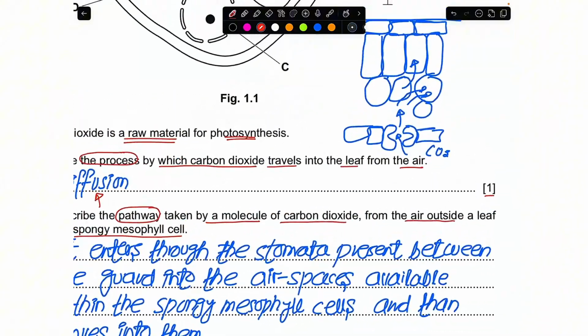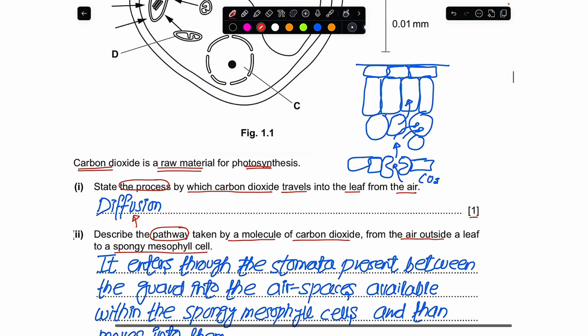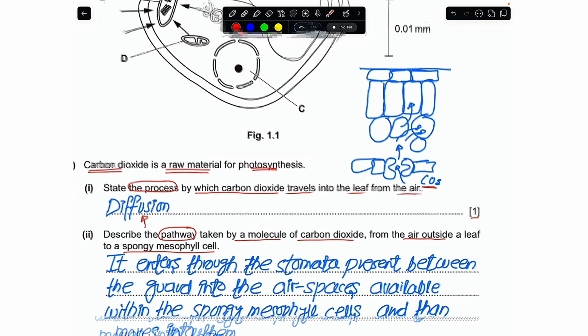So we are required to write the pathway for the molecule of CO2 that lies in the air outside. The CO2 would diffuse, it would pass through the stomata that lies in between the two guard cells, and eventually it would come into the air spaces that we have in the spongy mesophyll layer, and from there it is diffusing into the cells of the spongy mesophyll.